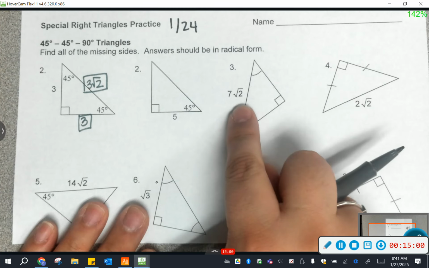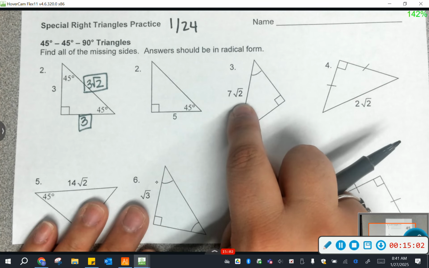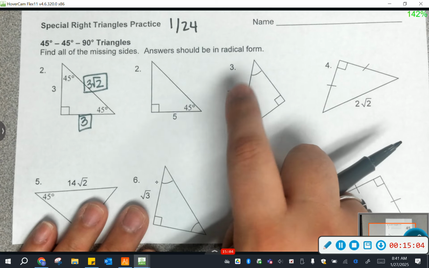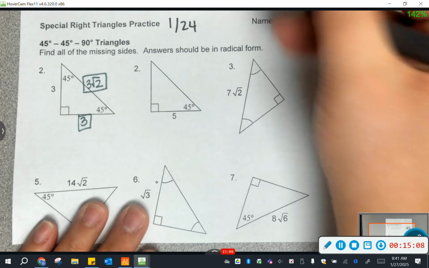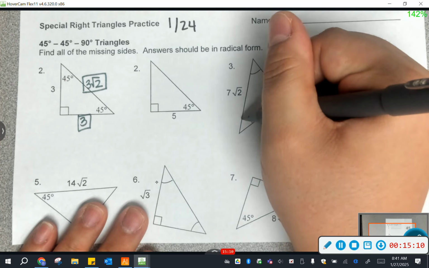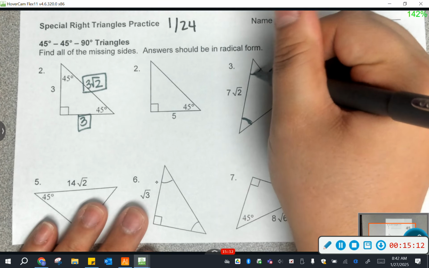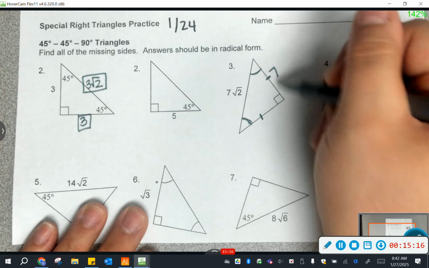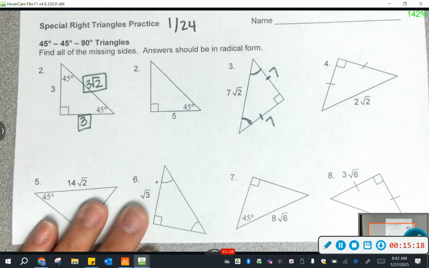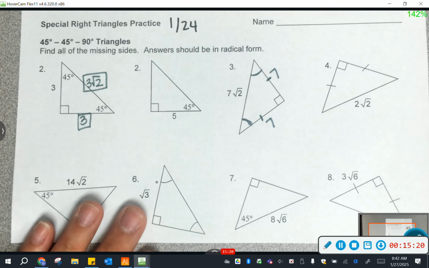Number 3. Now we're going to go backwards. If I know the diagonal is 7 square roots of 2, how do I find the sides? It's going to be 7. And by the way, do you see how it has the little arches? Those arches tell me these will be the same, so it's a 45, 45, 90 triangle. And if that's 7, what's this? 7.